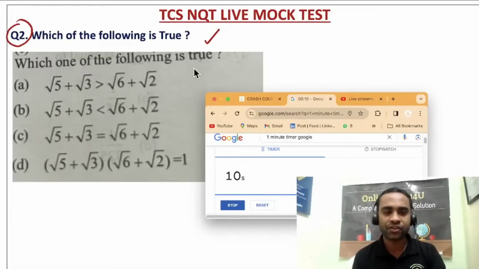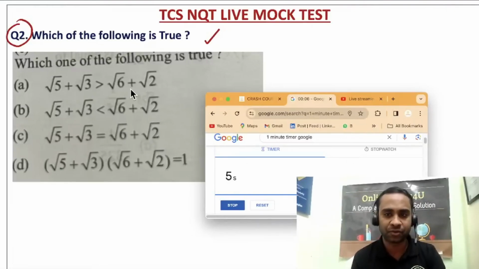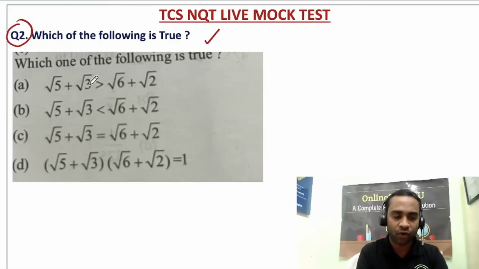Okay. Which of the following is true? Please square both of these values. The time ends now here. Which of the following is true?